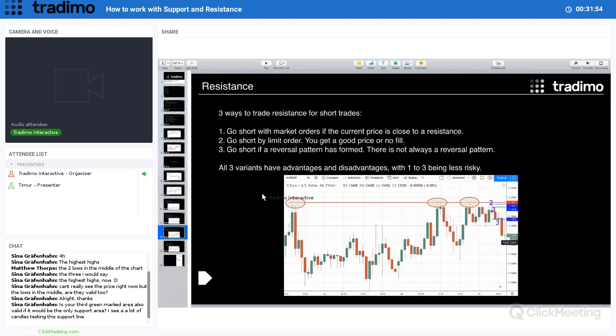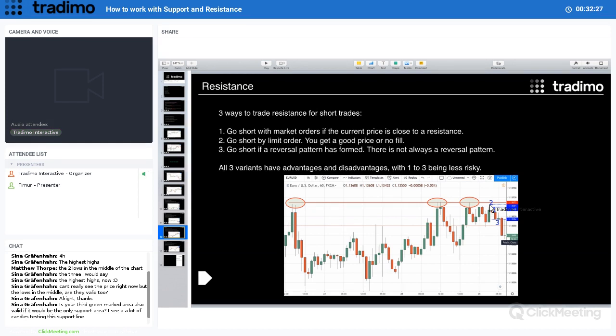Okay, then let's move on to resistance. Of course, everything I tell you now is the complete opposite of the support explanation before. We have here three ways to trade resistance for short trades. And these three variations are the following. So you can see here, this is our resistance line. It was tested three times, and then the market goes up again.